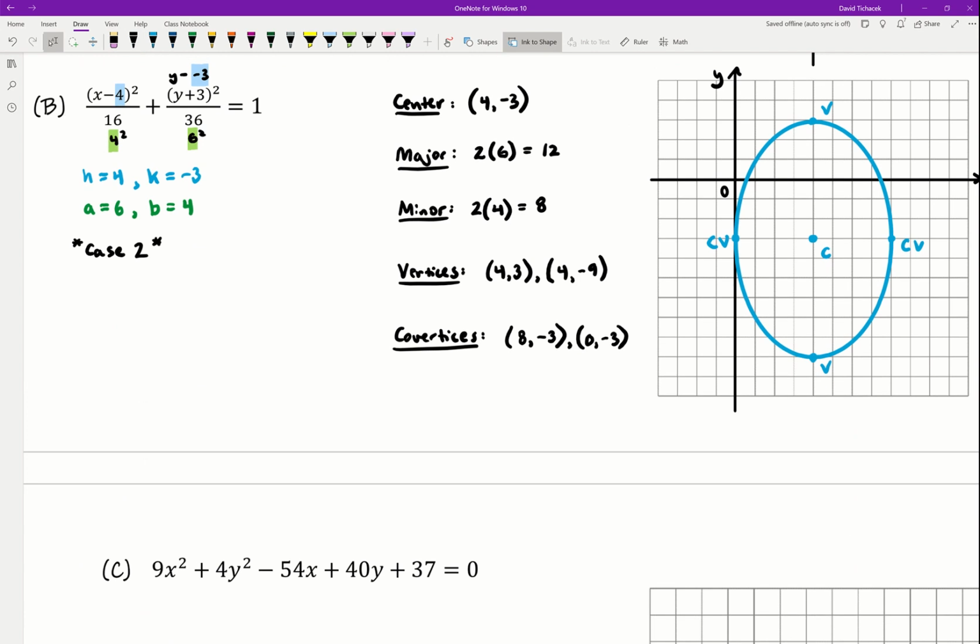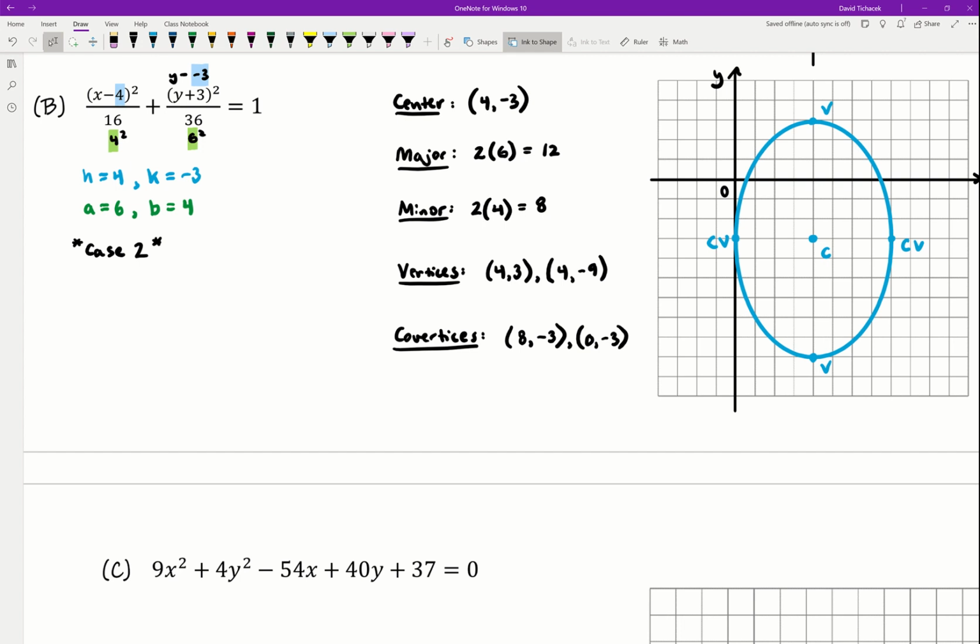So this would be an example of a case 2 parabola because you notice the bigger number is sitting underneath y in this case instead of the bigger number sitting underneath x. Okay, and so that means it's going to have more emphasis in the y direction. So it's going to have a vertical ellipse shape to it, okay?